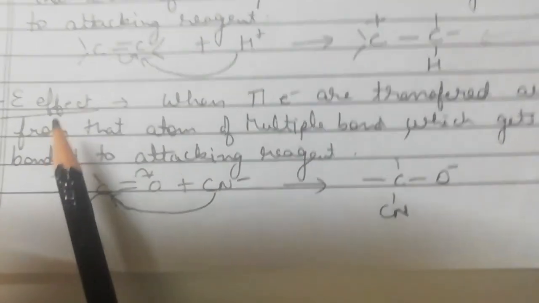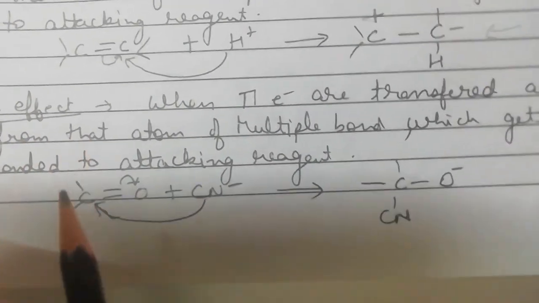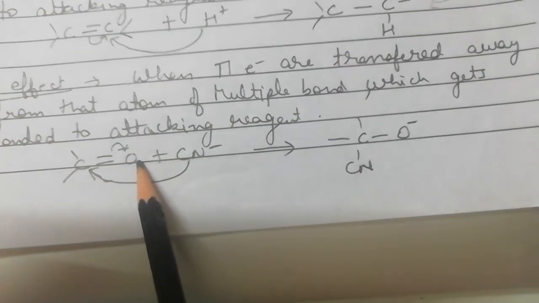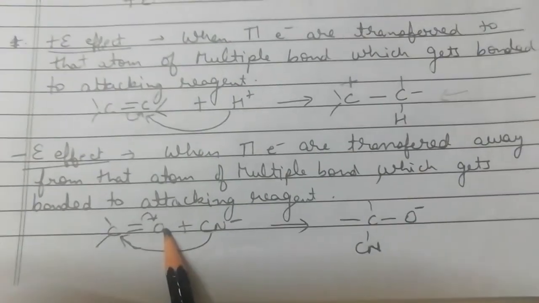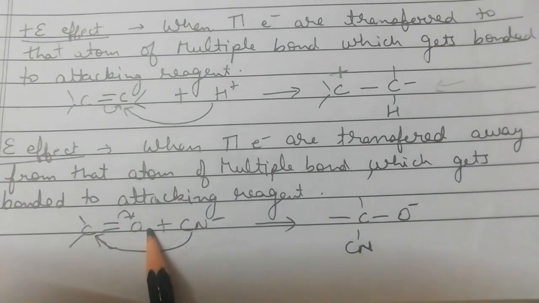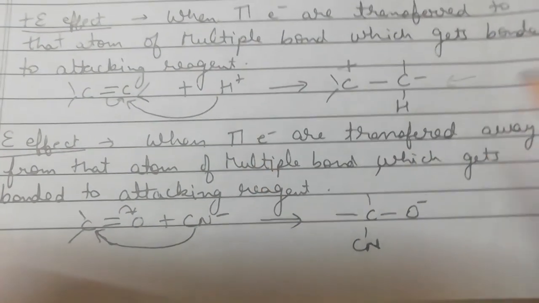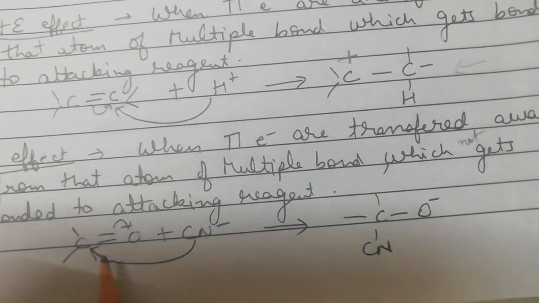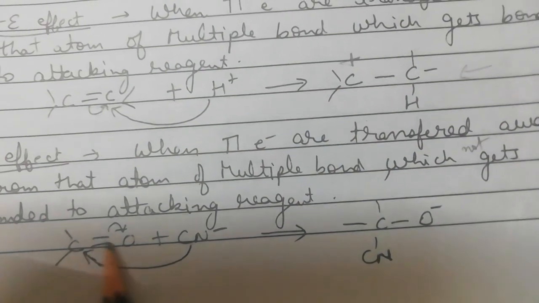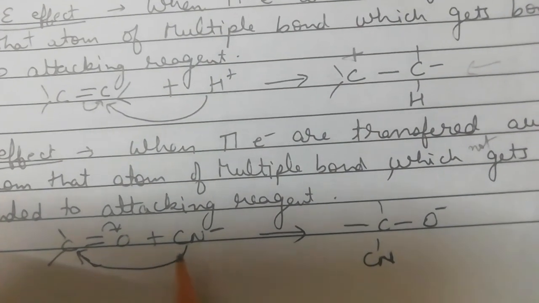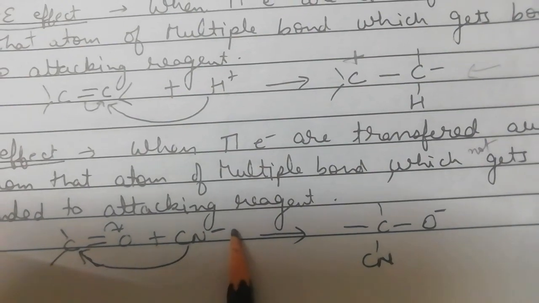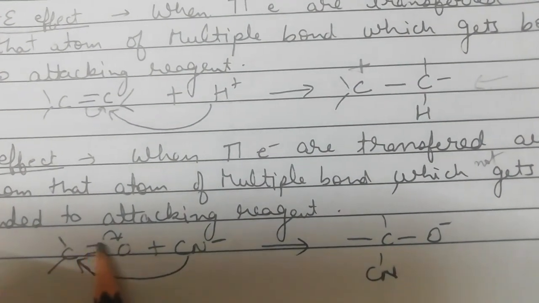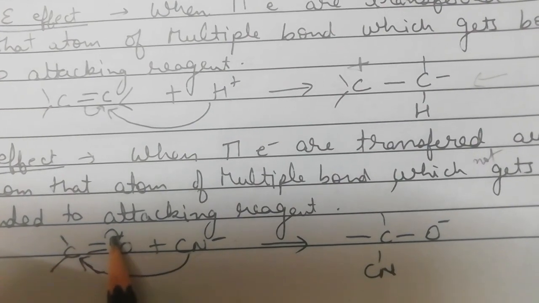Next is minus E effect. What is minus E effect? That is when pi electrons are transferred to that atom of the multiple bond which does not get bonded to the attacking reagent. For example, we have this aldehyde or ketone group having C double bond O group. It reacts with cyanide ion, that is CN negative. So CN negative will attack on this carbon atom, and these double bond electrons will move on this oxygen atom.